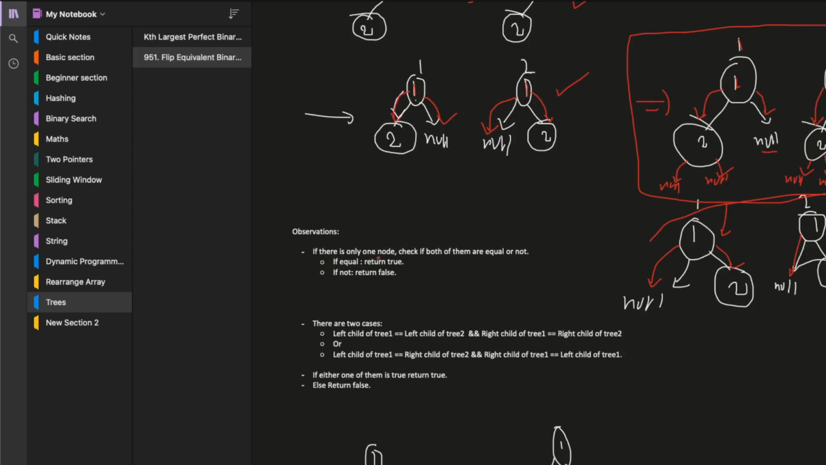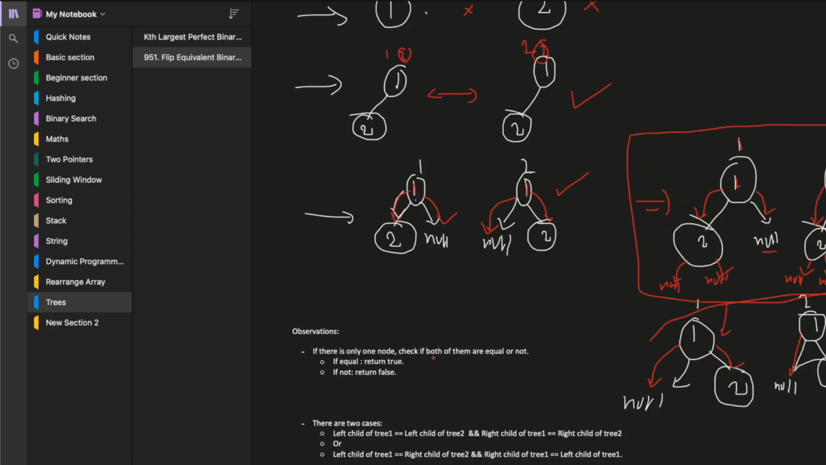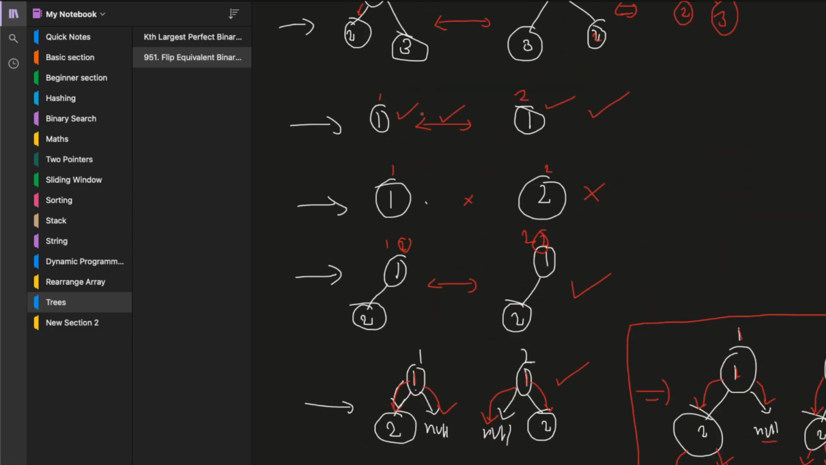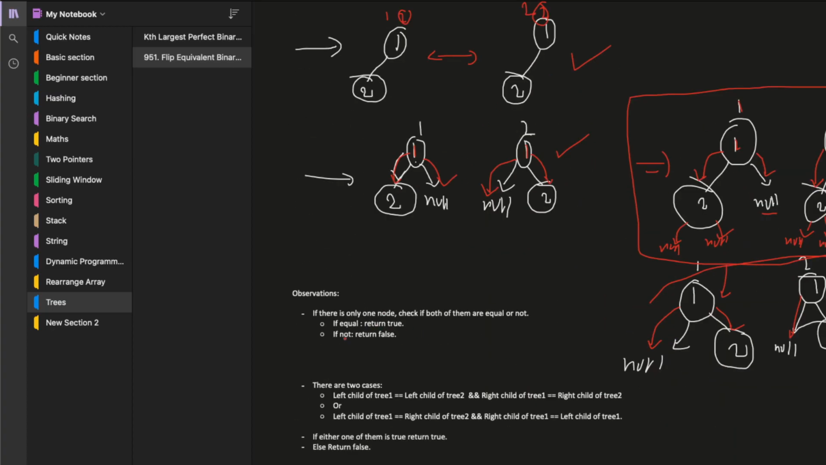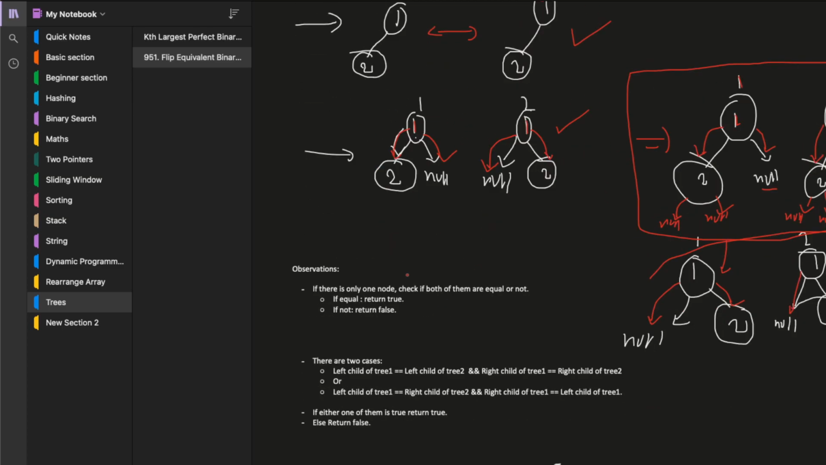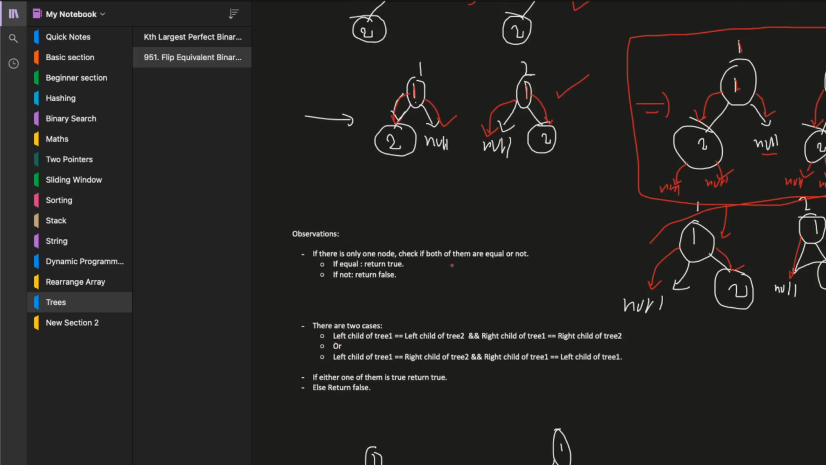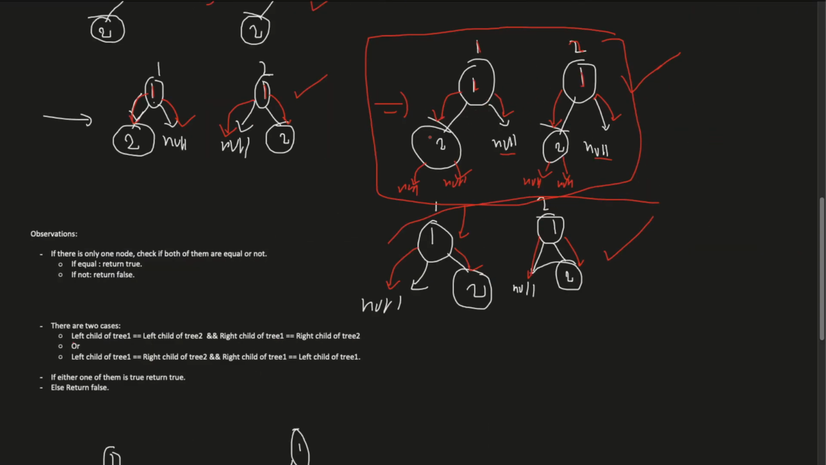So if there is only one node, check if both of them are equal or not. If both of them are equal, return true. If not, return false. Otherwise, if we have more than one node, then these are the observations. These are the two cases that can be formed. Let's look at this and look at this. Both of these.